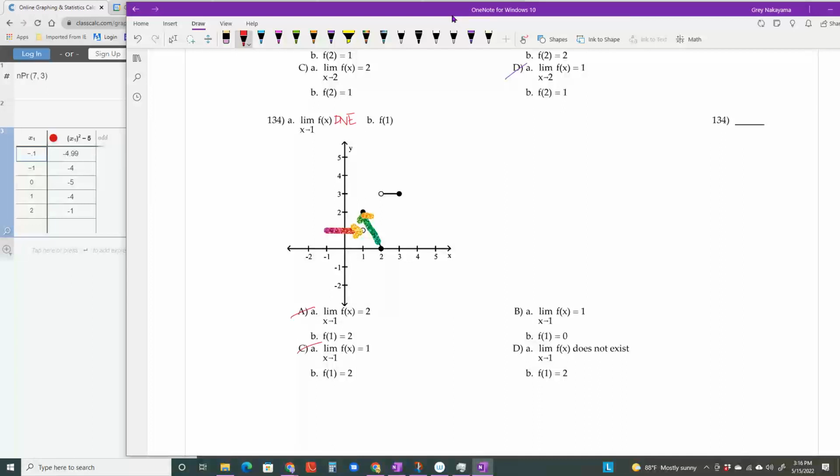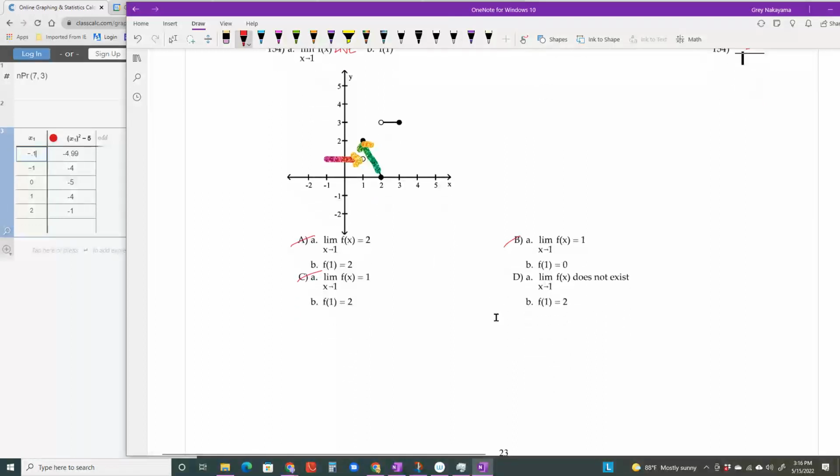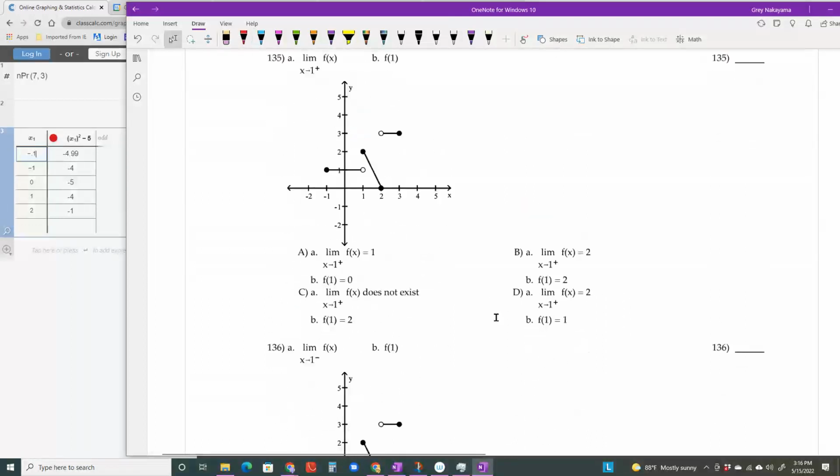So boom, boom, boom, 134. The answer is D. But you can look, like I said, f of 1 is 2 because that's where it's colored in for 1. All right, 135. These are one-sided limits, and one-sided limits, y'all, always exist. So you can ignore that one right there.